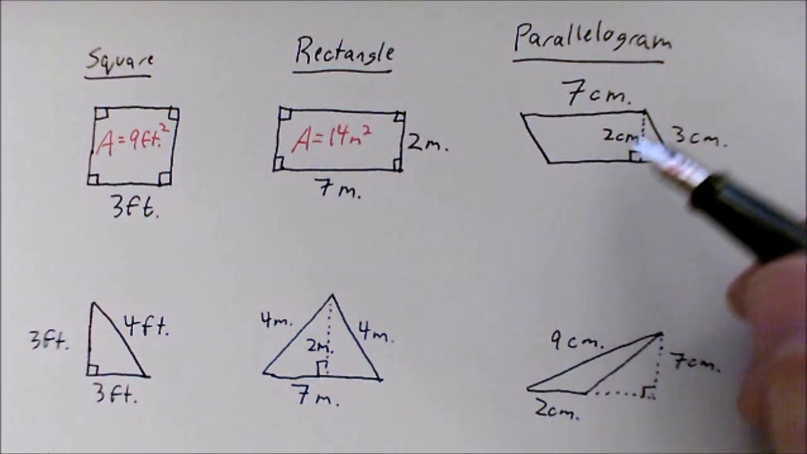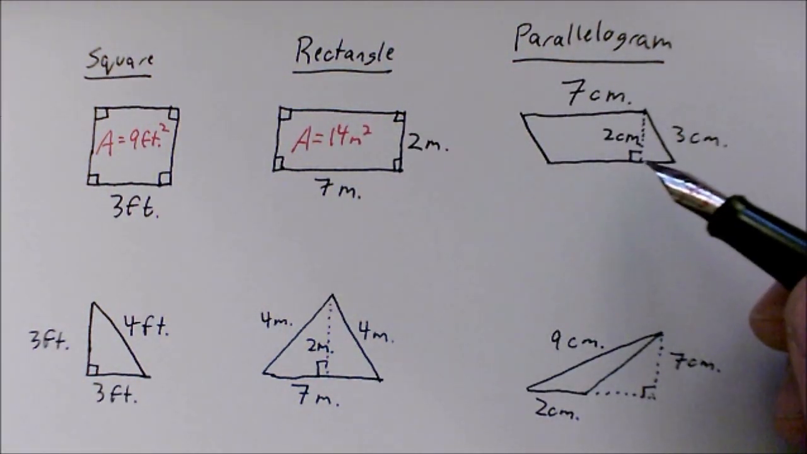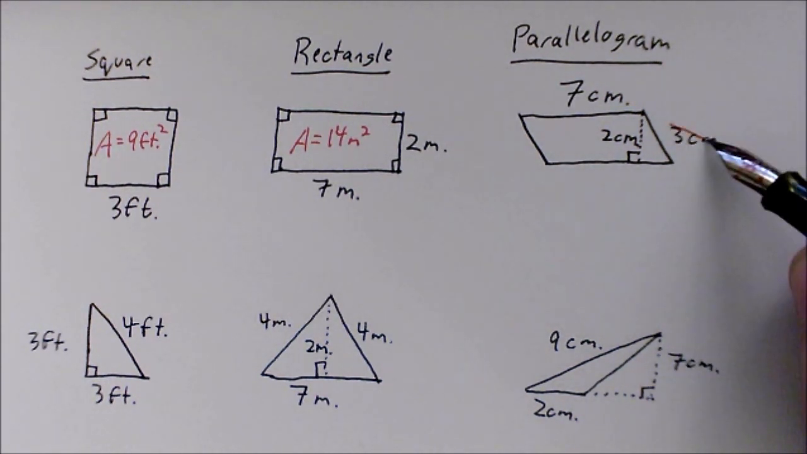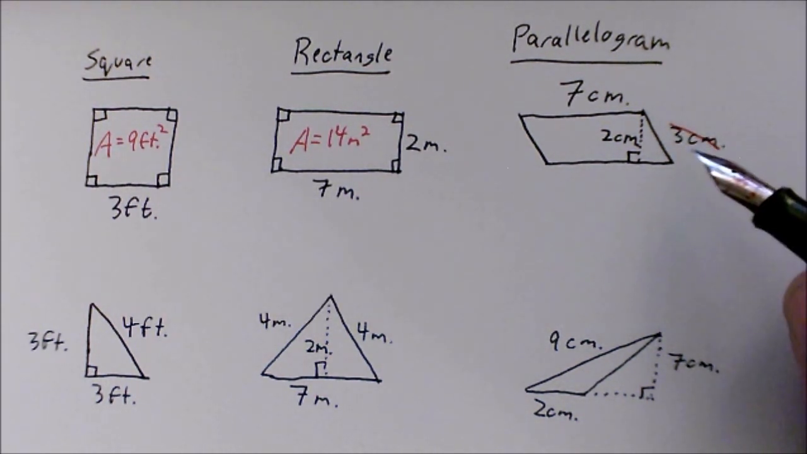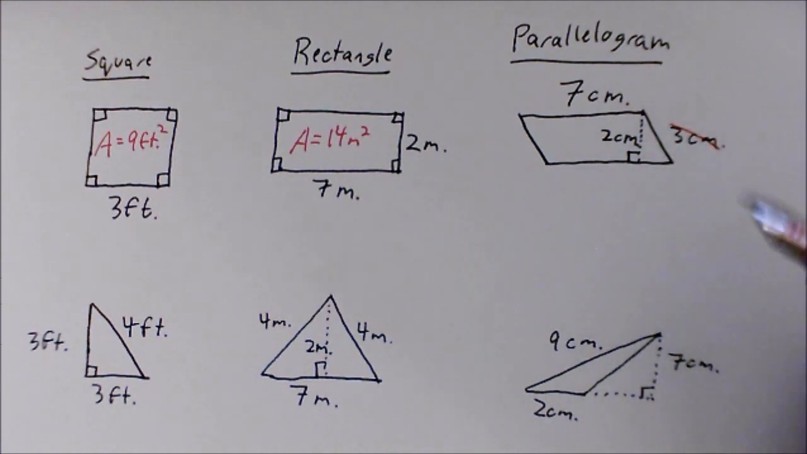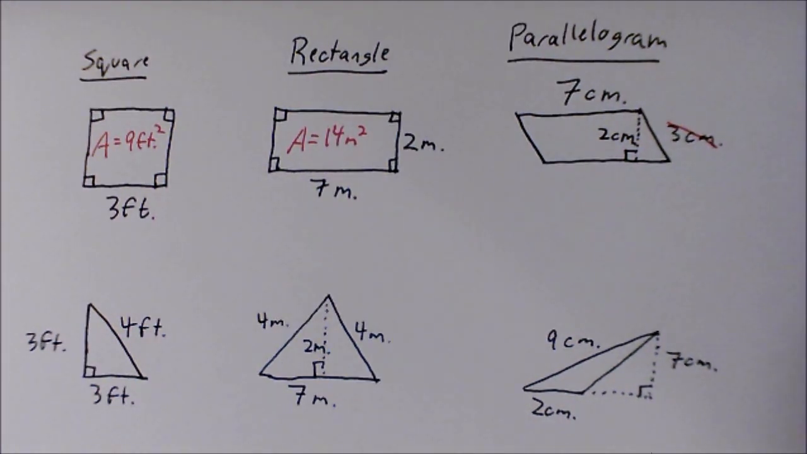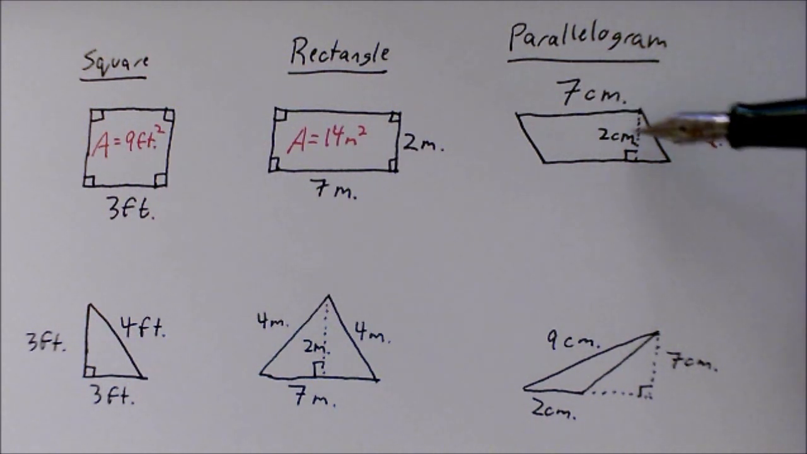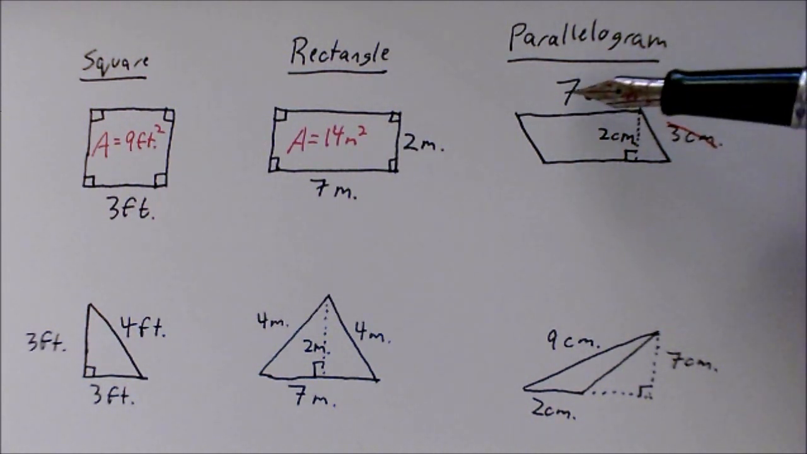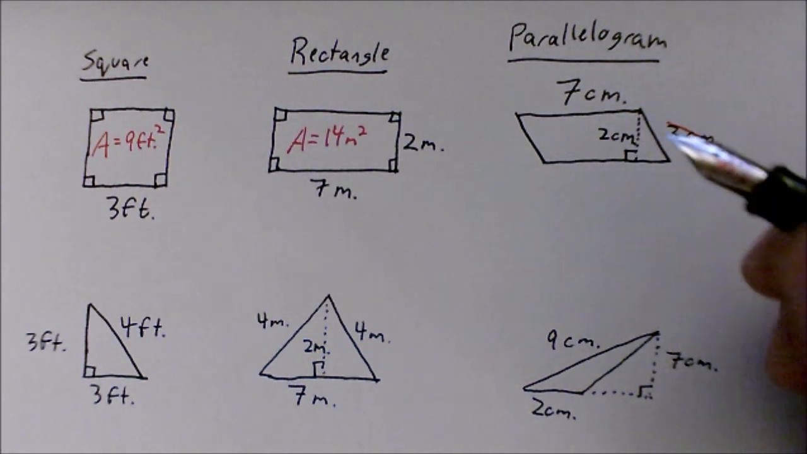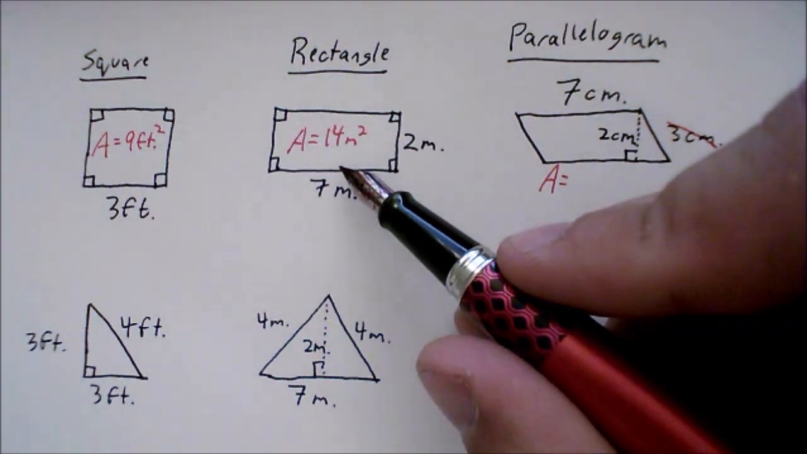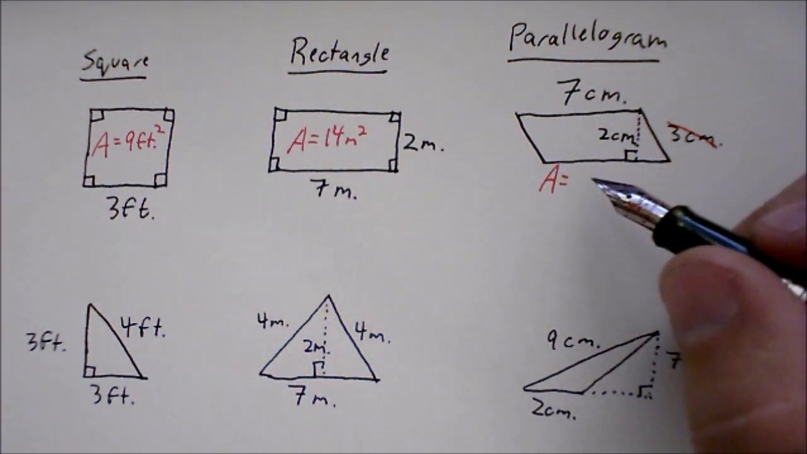And finally, a standard parallelogram will have one side that is not used. That side is a diagonal line, and we cannot use diagonal lines when we find area. The base of this parallelogram is 7 centimeters, and the height is 2 centimeters. We will do 7 times 2, which will give me an area the same as our rectangle, 14 meters squared.